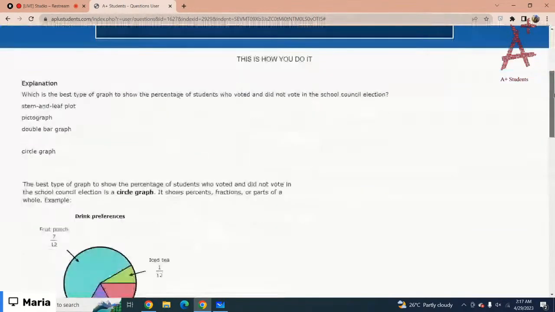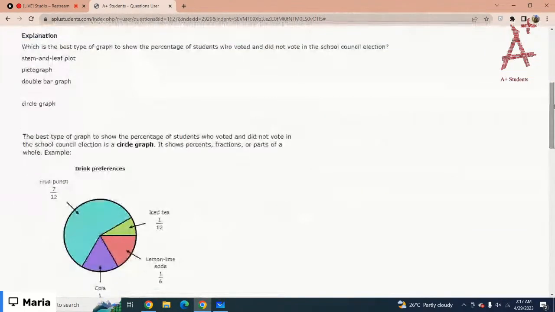Let me just check. The best type of graph to show the percentage of students who voted and did not vote in the school is the circle graph, because you are given the percentages. Yes, for the percentages, you can use the circle graph. It shows percents, fractions, or part of the whole. Got it? That is the reason why we are going to use the circle graph, because in the circle graph you can write the values in percentages, fraction form, or part of a whole. Got it?